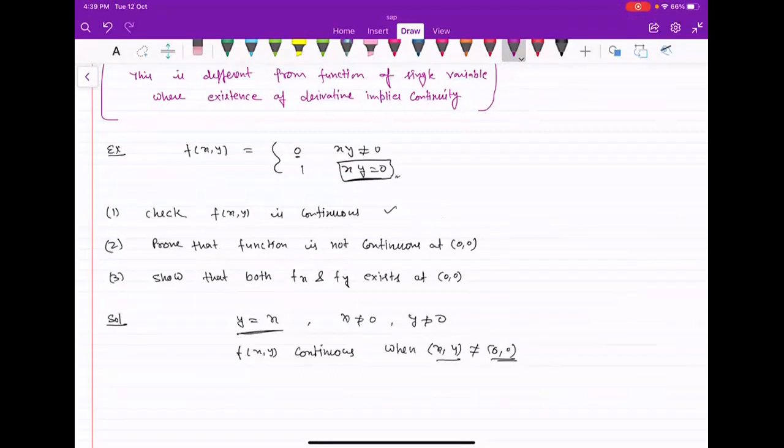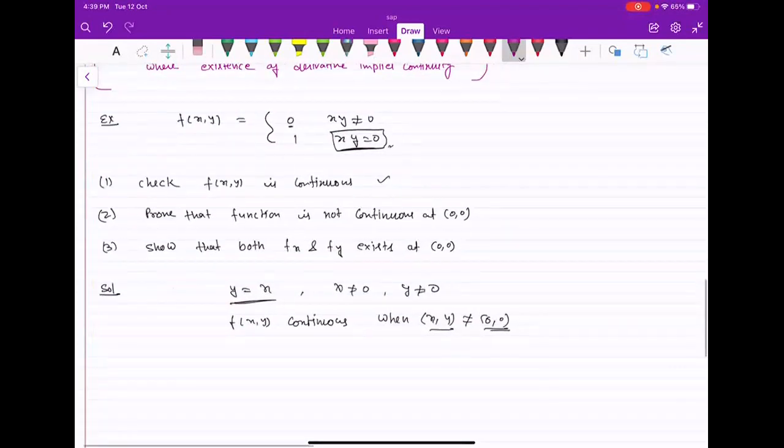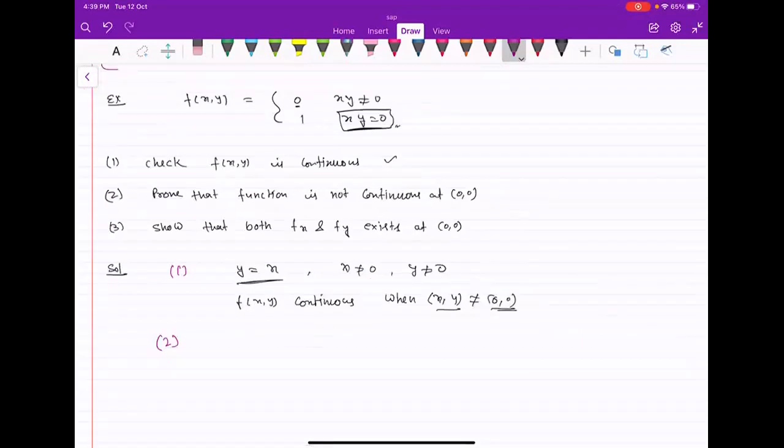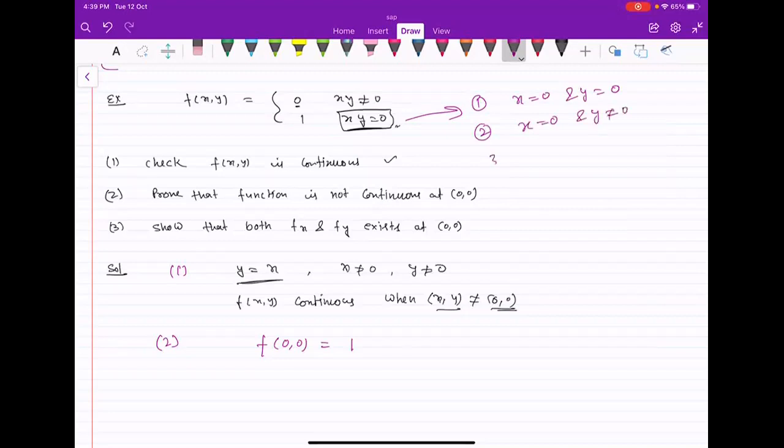Prove that the function is not continuous at 0, 0. Now we are talking about the second case, 0, 0. Understand? Now let us talk about the 0, 0 case. If we are taking 0, 0, f(0, 0) is what? The value is 1. I told you it means xy is equal to 0. When is it possible? When x equal to 0 and y equal to 0. Second case, x equal to 0 and y is not equal to 0. And third case, x is not equal to 0 and y equal to 0. If we are having any of these conditions, then we are getting the function value as 1.